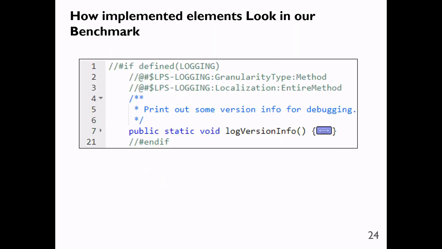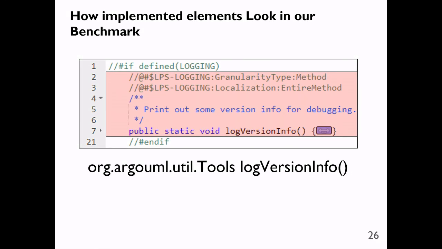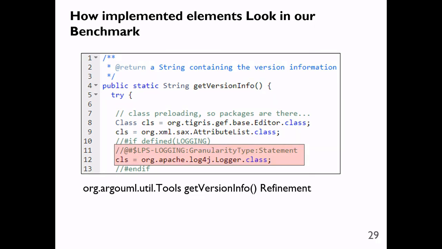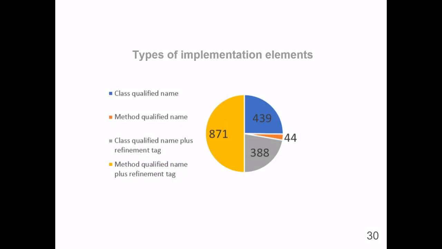As you can see, we have the function log version info that is only present with the login feature. But what happens if not the whole function, but instead part of the function, is affected when a feature is present? Easily, we just mention the function with a refinement tag, as in the class example. We have, as you can see, a big amount of class qualified names, methods, also classes with refinement tags and methods with refinement tags.